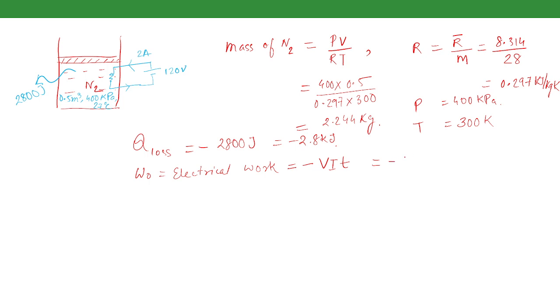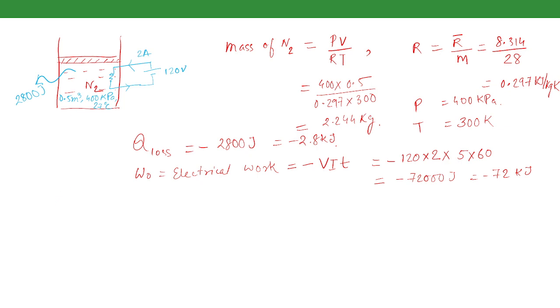So this is minus 120 volt multiplied by the current value, that is 2 ampere of current being passed, and the time is 5 minutes, so 5 into 60. This value comes out to be minus 72,000 joule or minus 72 kilojoule.